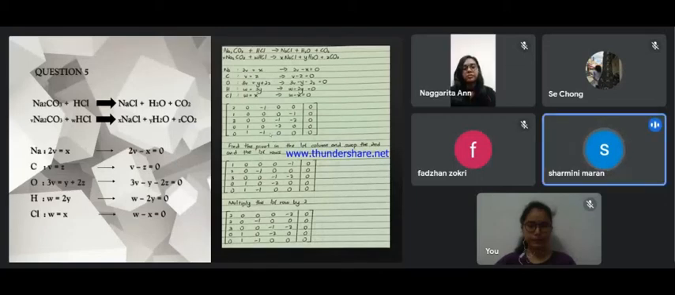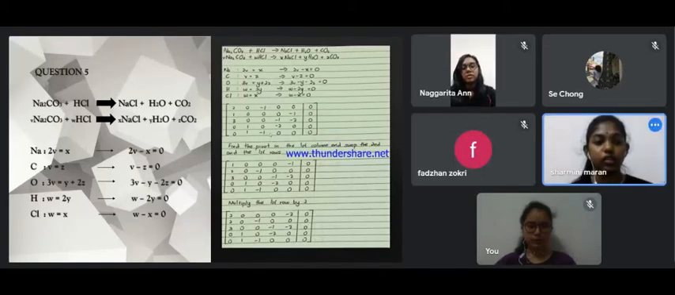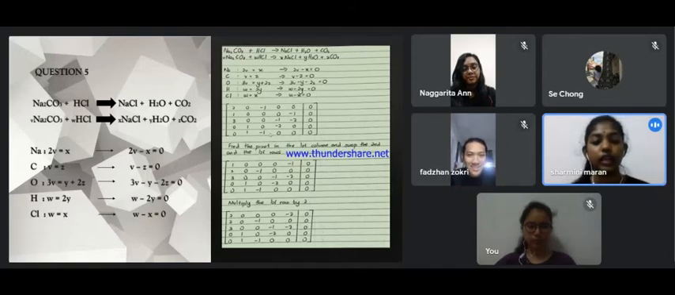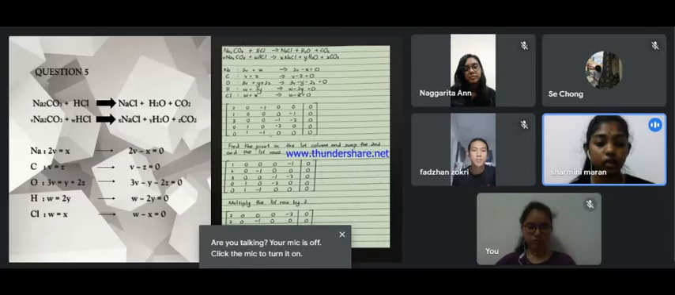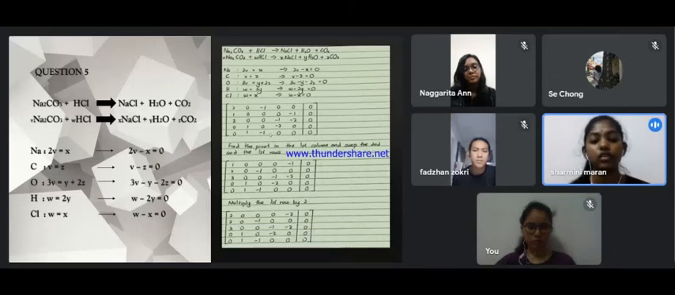Okay, the fifth question is Na2CO3 plus HCl equals to NaCl plus H2O plus CO2. By using this equation, we have to create five equations. There are Na equals to 2v equals to x, and C equals to v equals to z, and O, 3v equals to y plus 2z, and H, w equals to y, and Cl, w equals to x. And after that, we have to convert all the 5 equations to equal to 0, and then only we can convert it to the matrix form.